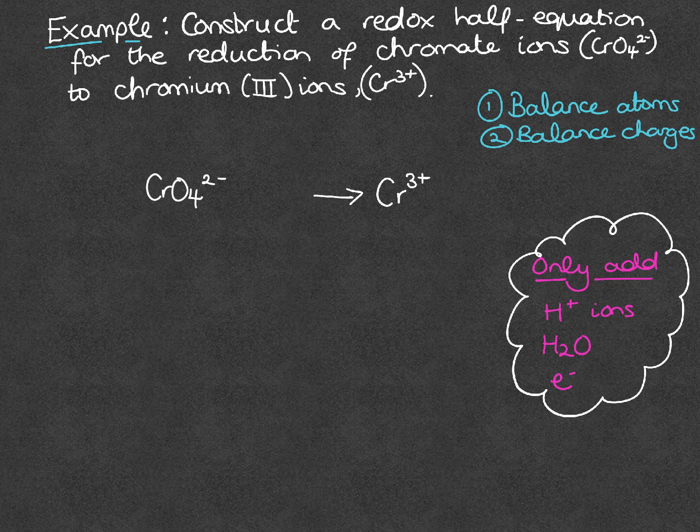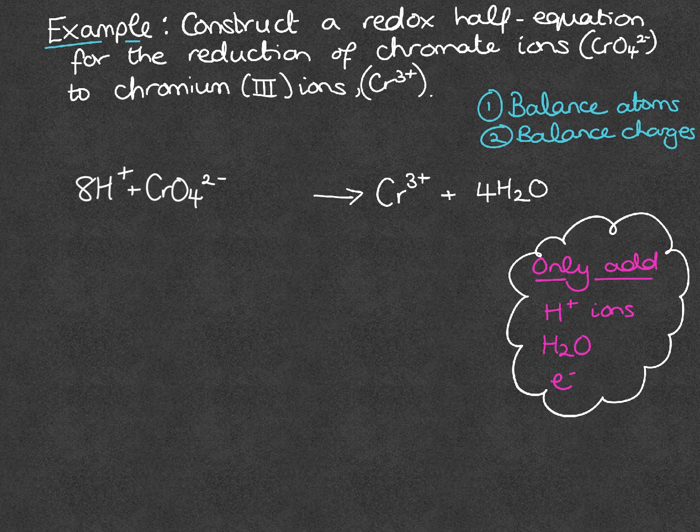So let's go back to our chromate here. On the left I've got 4 oxygens, and on the right I haven't got any oxygens. So I'm going to have to use the only species that's got oxygen in it that I'm allowed to add, which is water. So I'm going to need to add 4 H2O there. Now the consequence of that is that I'm now not balanced as far as hydrogen's concerned, so I'm going to put 8 H pluses on the left. So I'm now balanced for atoms.